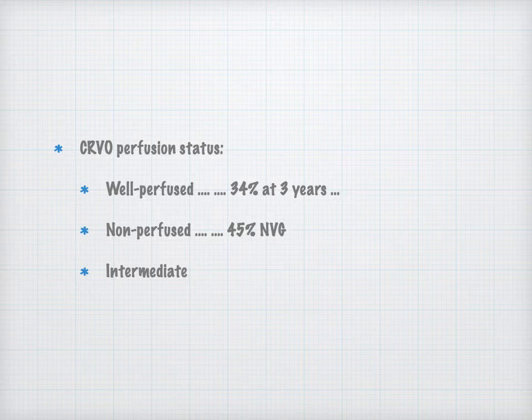A non-perfused central retinal vein occlusion shows denser retinal hemorrhages, cotton wool spots, and macular edema on presentation, areas of retinal ischemia more than 10 disc diameters on fluorescein angiography, and of course poor visual acuity at both presentation and at conclusion of treatment. At 3 years, those patients will have a 45% risk of developing neovascular glaucoma.